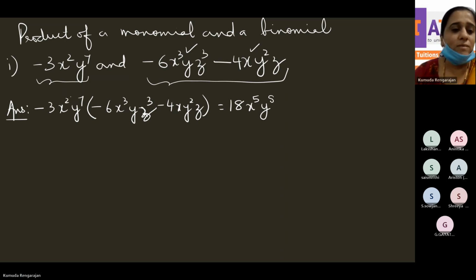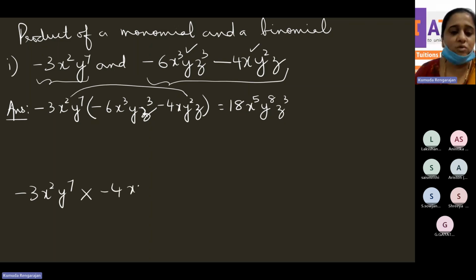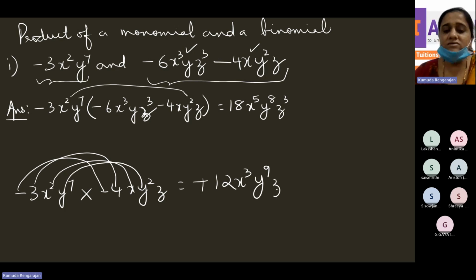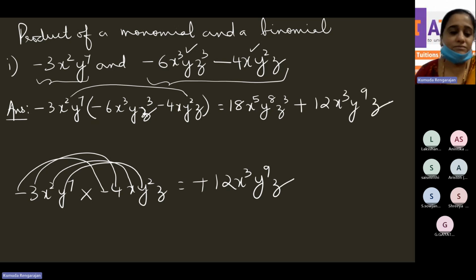Now multiply this monomial with the second term in the bracket. So it is multiplying -3 x squared y to the power 7 and -4 x y squared z. Find the product of these two terms. Again, minus into minus is plus, 3 4s are 12. X squared into x is x cubed because 2 plus 1 is 3. Y to the power 7 into y squared is 7 plus 2, 9, and z. That's the second term here: 12 x cubed y to the power 9 z.